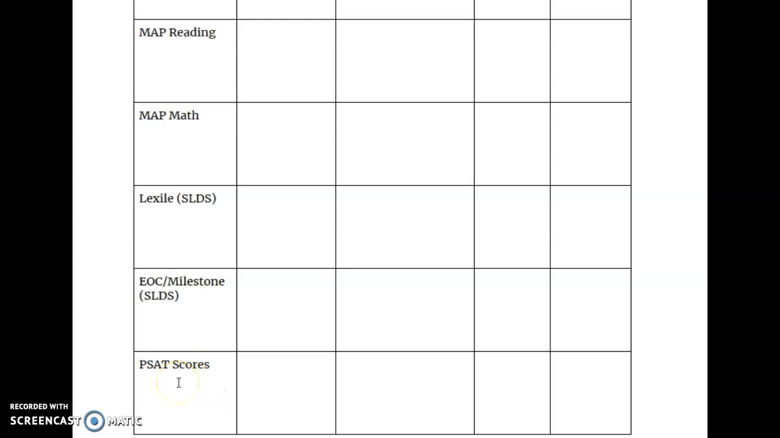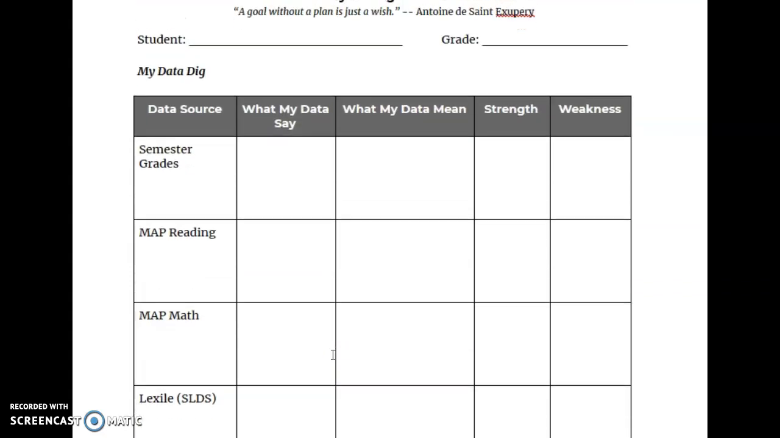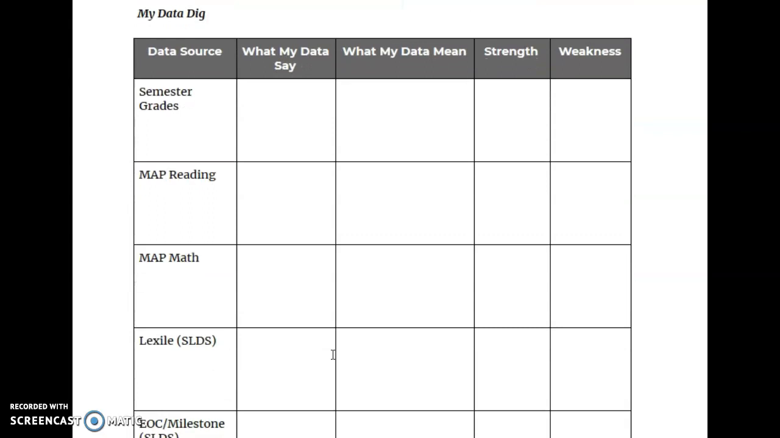If you're a 10th grader, or if you're a 9th grader or a junior who took the PSAT, you also have your PSAT scores. So basically, you're going to dig into your data, and for each one of those sources, explain what your data say, what your data mean, and then decide if that's a strength or a weakness for you. Once you've gone through all of those, then you will use that information to set a couple of goals for ELT. So let's take a look at your MAP reading and your MAP math.